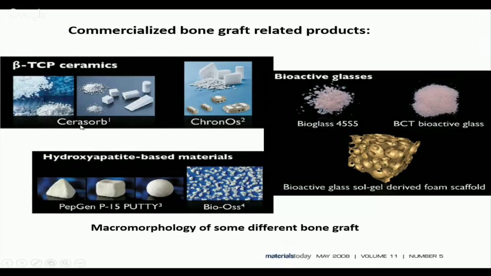So there is Cerasorb, as the name suggests, it absorbs. So TCP, I said, has higher resorbability. Chronos, Tepzen Putty, hydroxyapatite based material, BioOss, even plaster of Paris is used for such applications. Of course not the plaster of Paris we use, it is much higher quality plaster of Paris. What is the composition of plaster of Paris? Calcium sulfate.